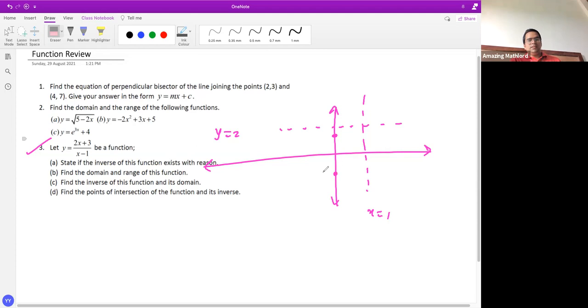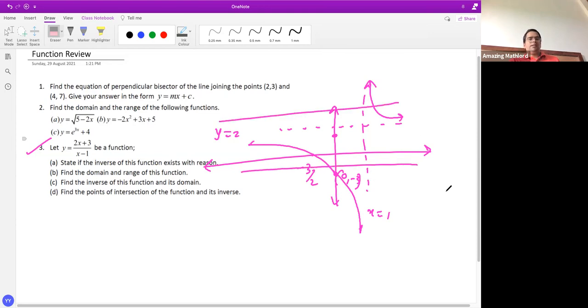If I plug x as 0, so 0,-3. And the x-intercept is -3 by 2, -3 by 2 here. So the graph of this is here somewhere, it looks like this, and here it will be something like this. So of course you can clearly see the graph is a one-to-one function, because if you draw any horizontal line, it doesn't cut the graph at more than a point.